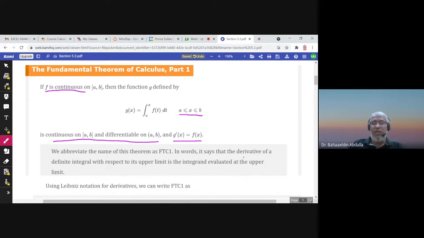So it says that the derivative of the definite integral with respect to its upper limit x, so this is the variable we are dealing with, is the integrand evaluated at the upper limit. So it is f of x.